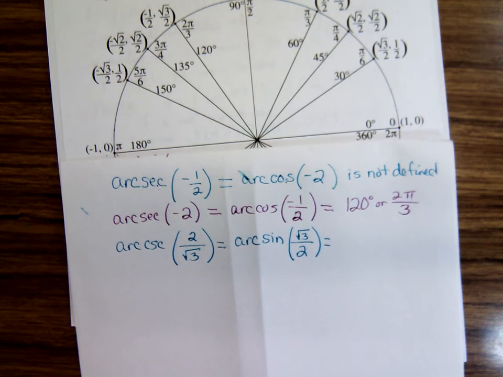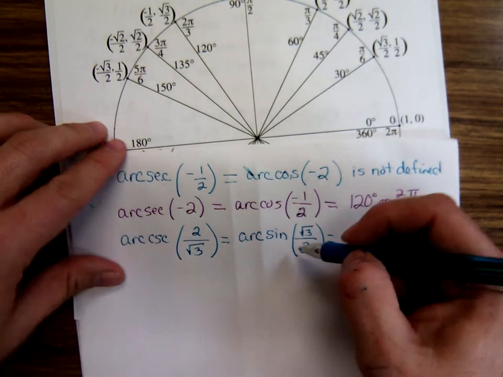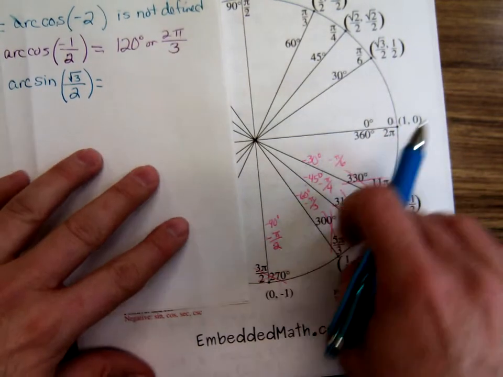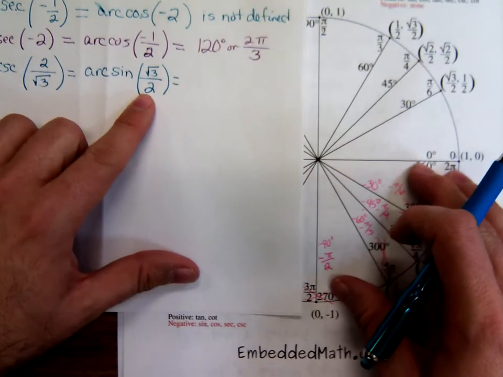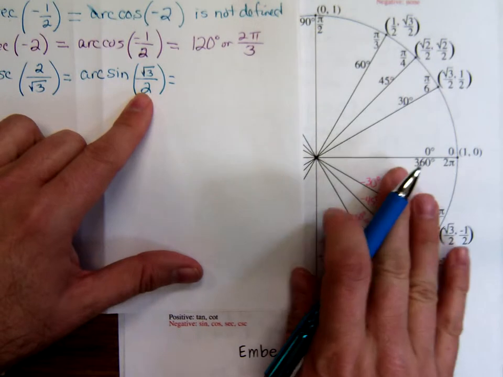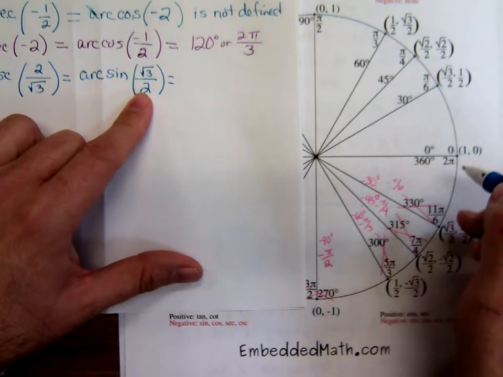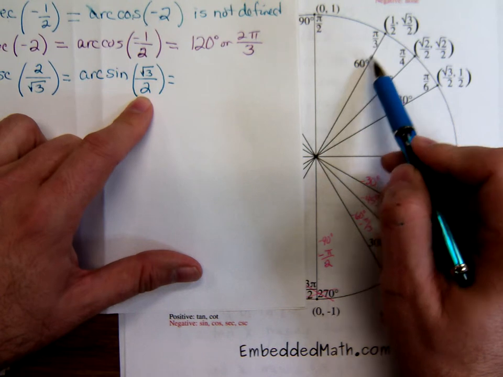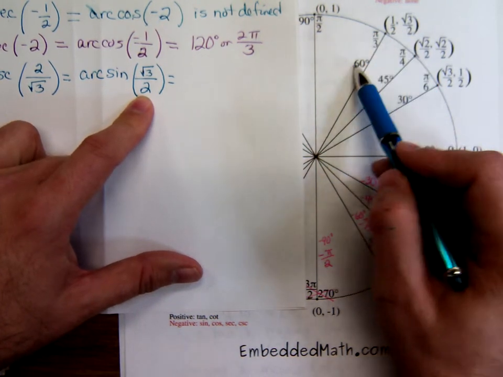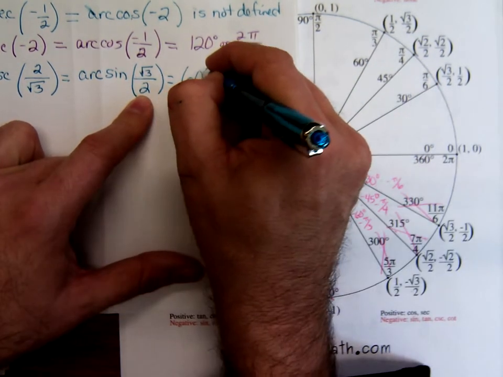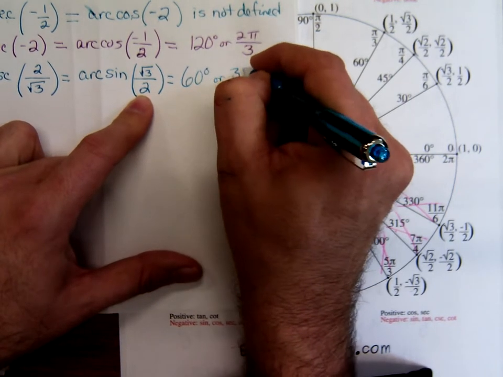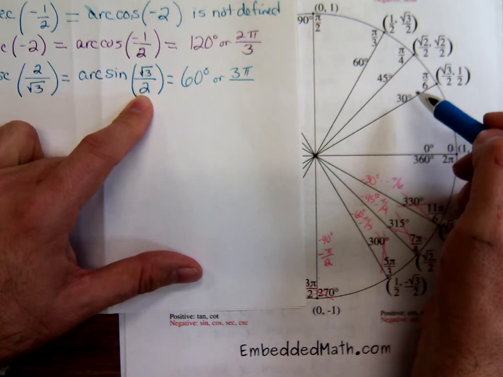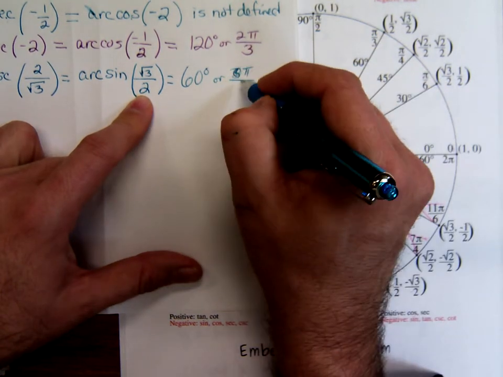So this is a positive number. Well, it's sine, so we're looking here. But since the number's positive, it's not going to be down here. Okay? So did I hear 60 degrees? Yep, and that's right. The sine of 60 degrees is square root of 3 over 2. Oops. Put it up right. 3 pi is 2 pi over 3.